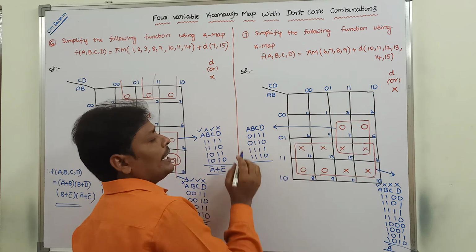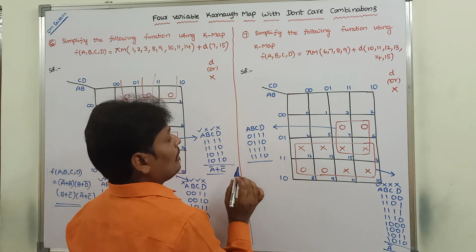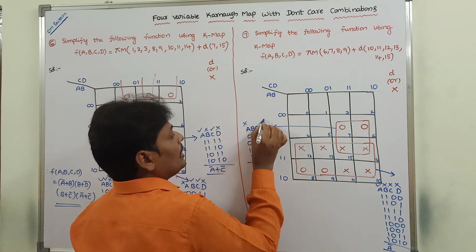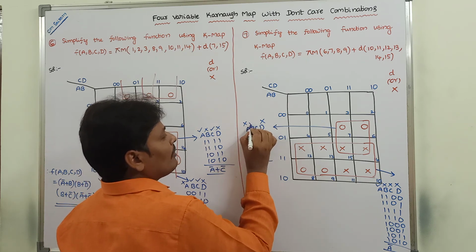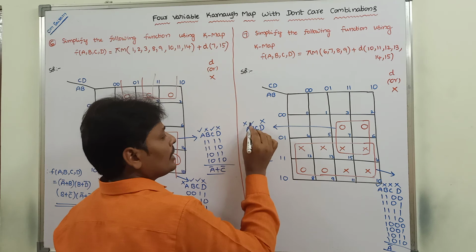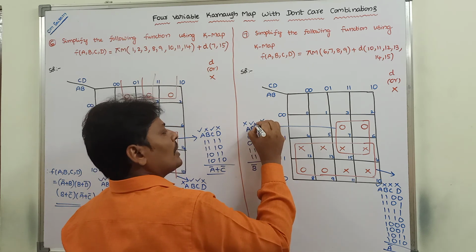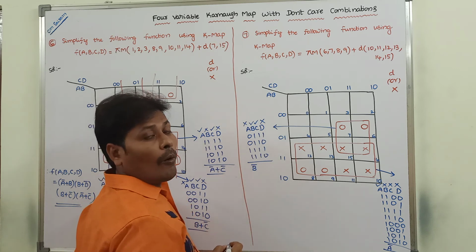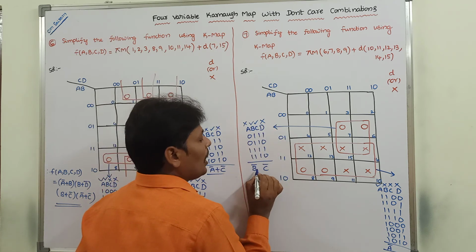Any column that contains a combination of zeros and ones, we have to ignore that column. A column is ignored, D column is ignored. B column contains only ones, so we have to consider that column. In that column, B value 1 means we have to write B bar. C column is considered, in that column all are ones. C value 1 means we have to write C bar.